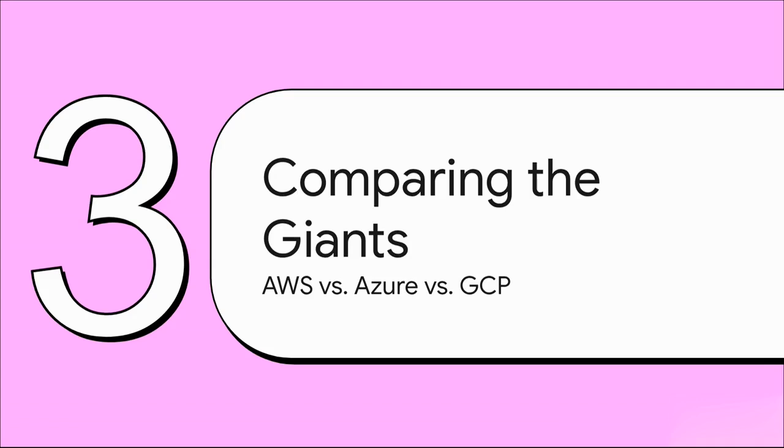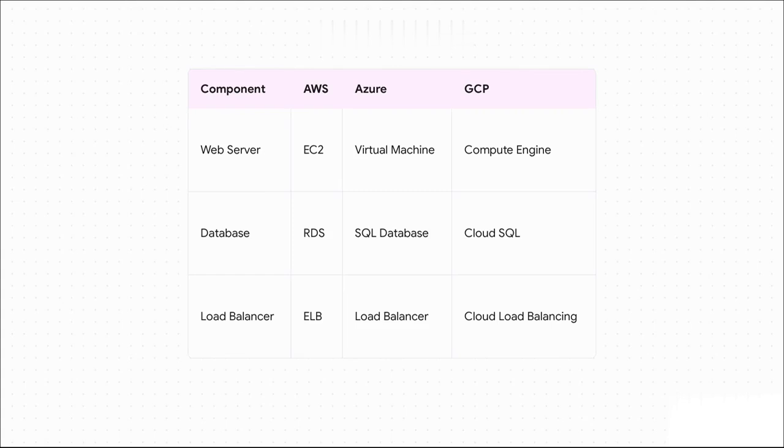Okay, so we've learned the universal grammar. Now it's time to learn a few of the different dialects. The big cloud providers, we're talking Amazon Web Services, Microsoft Azure, and Google Cloud Platform. They all have these same kinds of components. They just call them different things and, of course, give them different icons. Think of this table as our handy translation guide.